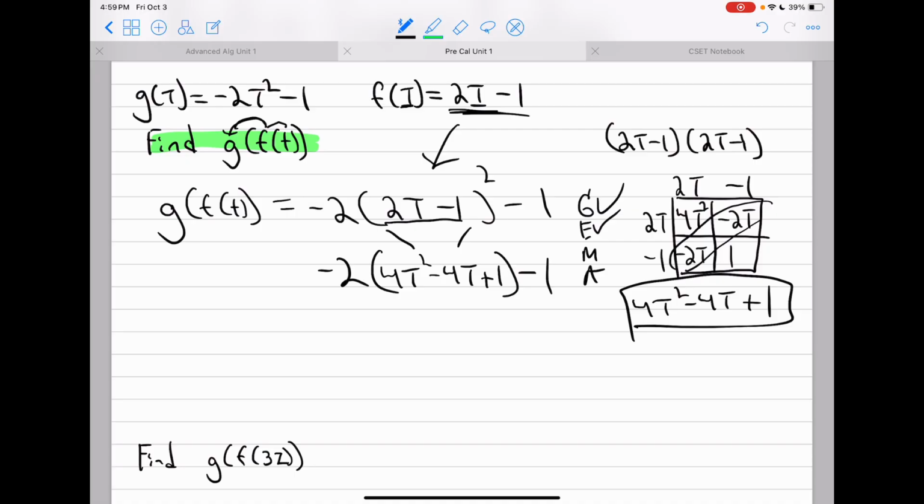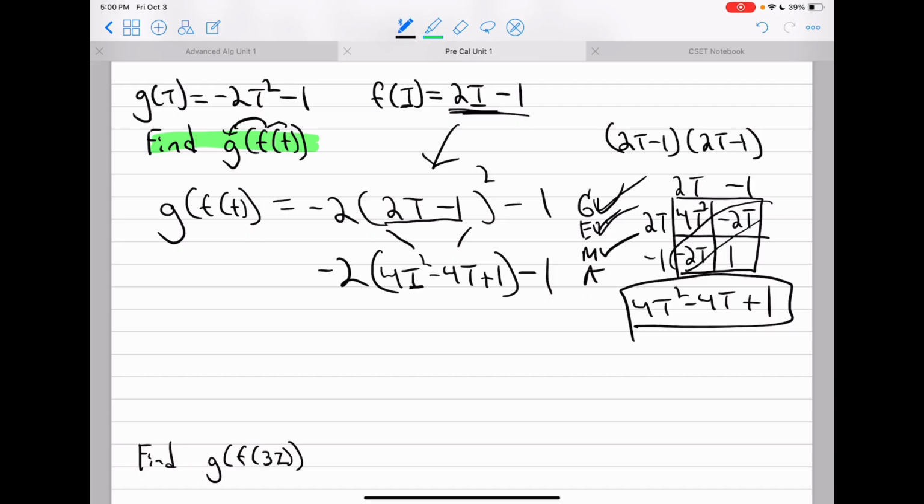Why don't you do what you think the next step is? But if I go back to GEMDAS, I look at the grouping. There's nothing I can do inside the grouping. I look at the exponents. There's nothing I can do with t squared because I don't know what t is, so there's nothing else for me to do. So now I go to multiplying and dividing.